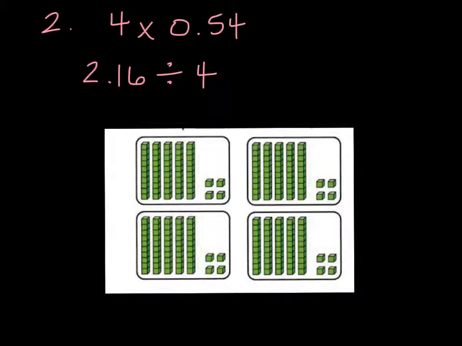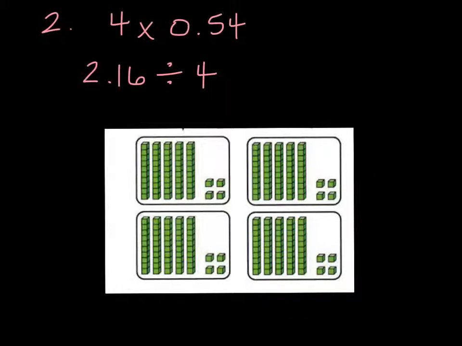This could also be a division problem. So if you count up the total blocks, you will get 2 wholes, because 5 plus 5 tenths would be 10 tenths. That's 1 whole. And then 5 plus 5, again, would be 1 whole down here. And then you have 16 hundredths, 4, 8, 12, 16. So another expression would be 2 16 hundredths divided by 4, or divided into 4 groups.